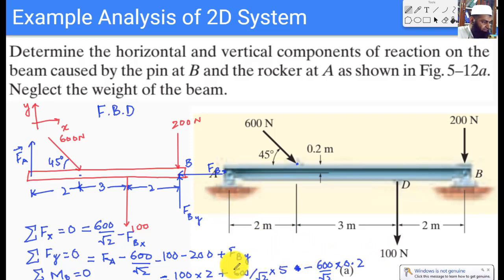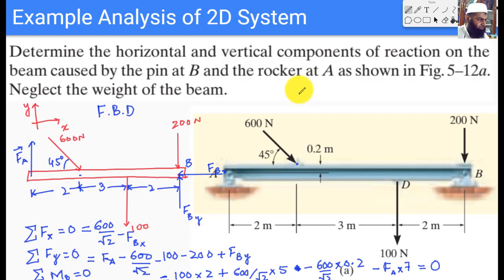And the last term in the sum of all the moments is the term because of this FA, and again this would be now minus because this is producing a clockwise moment, so that is FA times 7 equals 0. So here we have the three equations of equilibrium, and the only thing left to do now is to solve these three equations simultaneously to get the result.